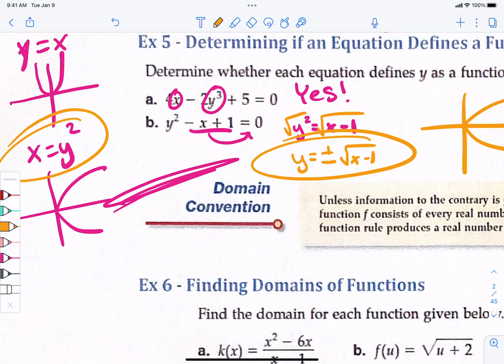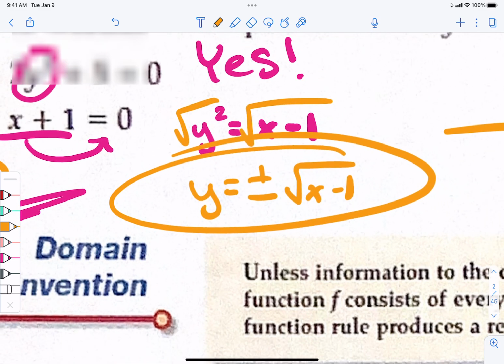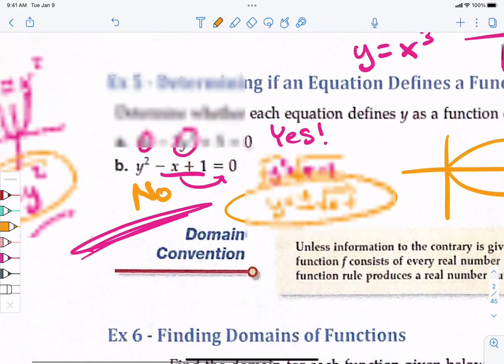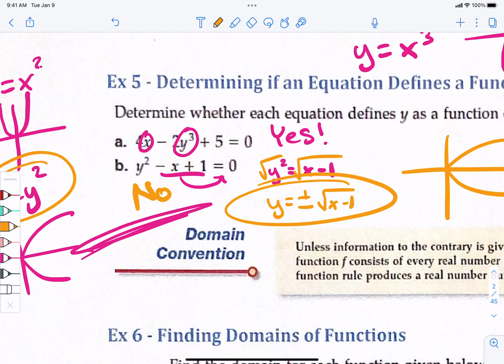Just plug this in my calculator and do it that way? It would be nice if you could, but you have to have y solved for in order to do that. So if you get y solved for and you plug in plus and minus the square root of x minus 1, you can. Yes. That's the only tricky thing about it. So, not a function for b, but yes, a function for a. Makes sense?